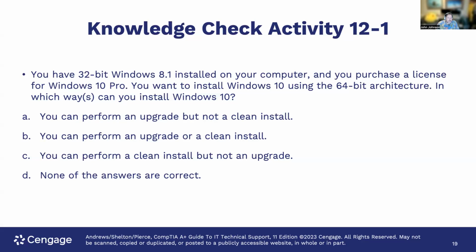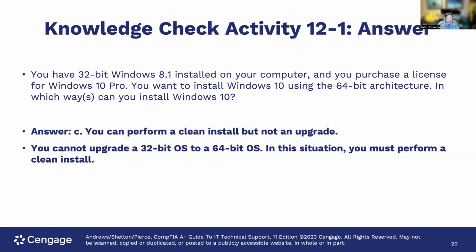But really the question is, why would you have had a 32-bit Windows installation if you could handle 64-bit with your hardware? Yeah, maybe you're supporting legacy things. Maybe that's your reason. But yeah, you can do a clean install. And let's see our answer. Ta-da! Yep, there we go. Answer C. You can perform a clean install, but not an upgrade. You can't upgrade a 32 to a 64-bit. In that situation, you must perform a clean install.